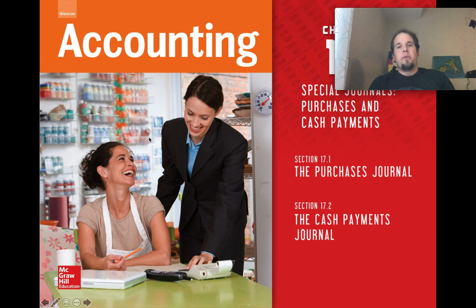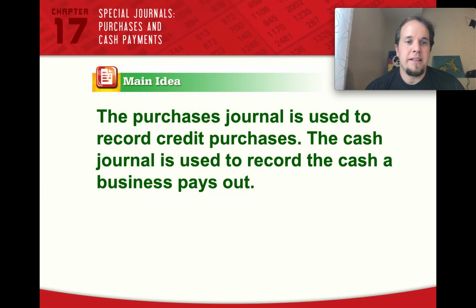In this video, we'll be starting Chapter 17, and in Chapter 17, we will continue looking at special journals. In Section 1, we will be focusing on the purchasing journal, and Section 2, the cash payments journal. In Section 1, the main idea is to take a purchase journal and use it to record credit purchases.